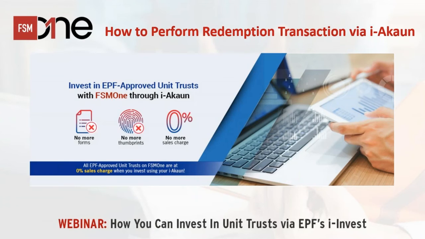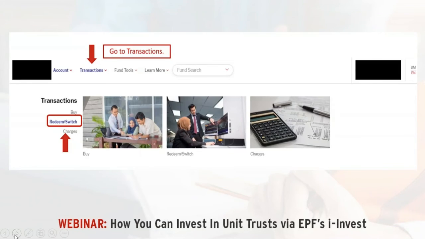For the last part, I will share how to perform a redemption transaction via iAccount. This redemption process is also almost similar to the switching transaction. First, you need to log into your iAccount and click on the investment. After you click on the investment, you will see this screen. You just click on the transaction over here and select redeem or switch.